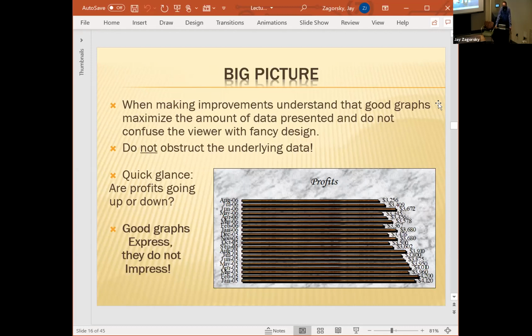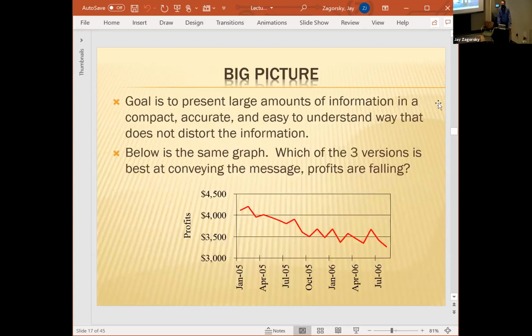What happened is I worked so hard to impress you, I lost the simple idea of trying to show what's going on in the information. So yes, Excel allows you to do all kinds of fancy stuff. But the fancy stuff doesn't necessarily allow you to convey information. Good graphs express, they don't impress. Here is the exact same graph done in a very simple, minimalistic point of view.